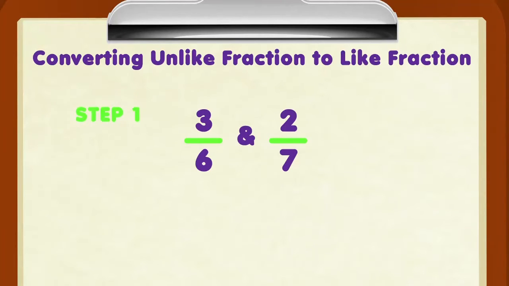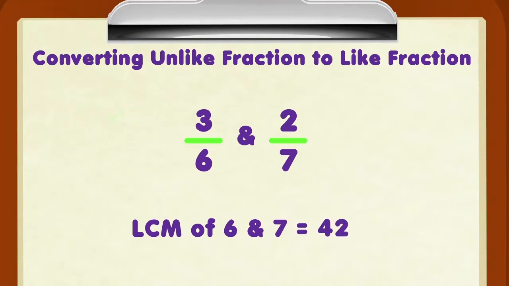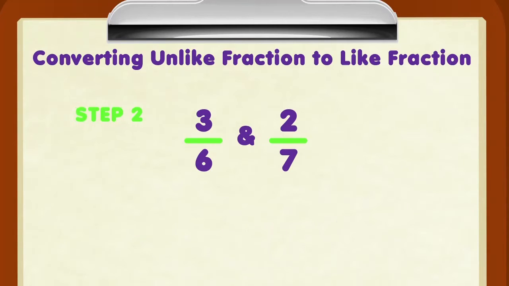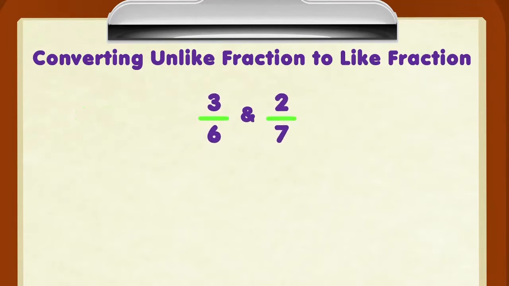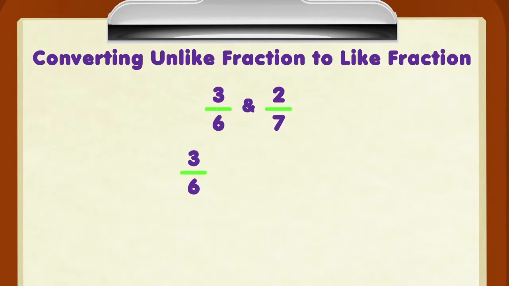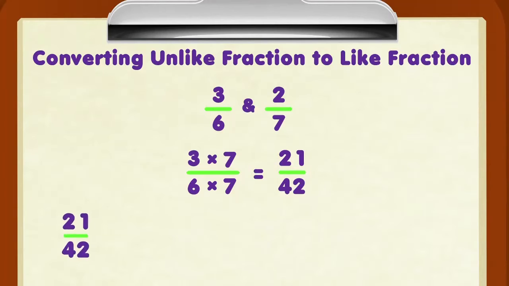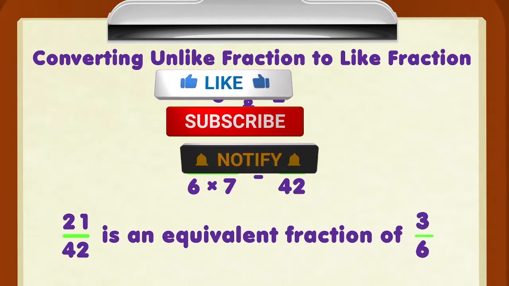Step 1. Find the LCM of the denominators. The LCM of 6 and 7 is 42. Step 2. Convert the given fractions to like fractions with the denominator equal to their LCM. For the fraction 3 upon 6, to get 42 in the denominator, we multiply it by 7. So, multiply both the numerator and the denominator of the fraction 3 upon 6 by 7. We get 3 into 7 upon 6 into 7 equals 21 upon 42. So, 21 upon 42 is an equivalent fraction of 3 upon 6.